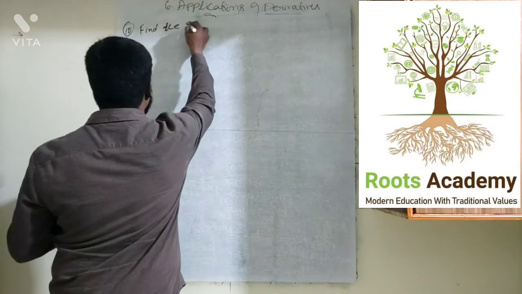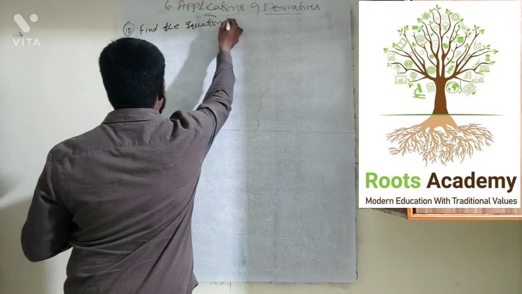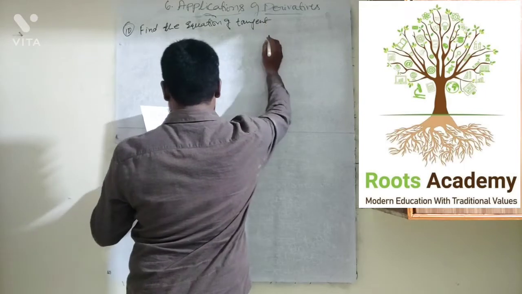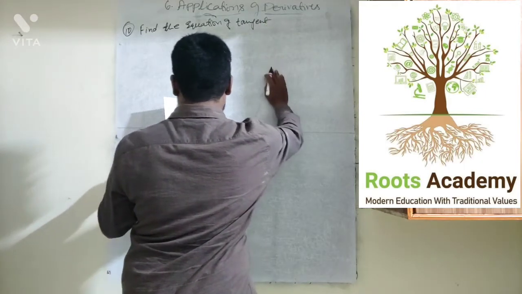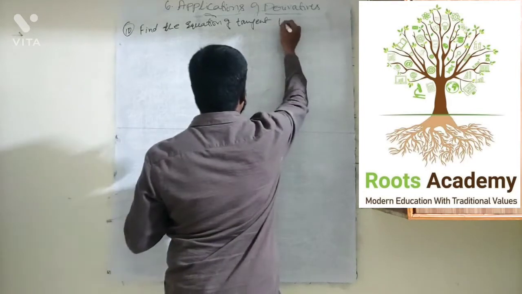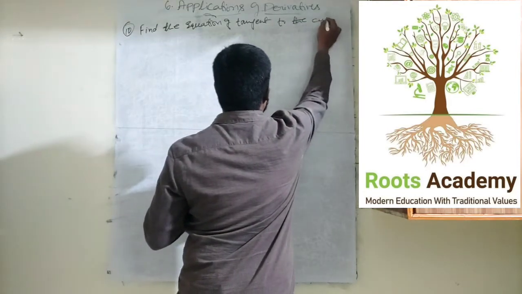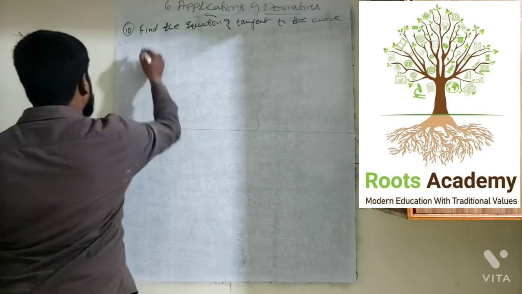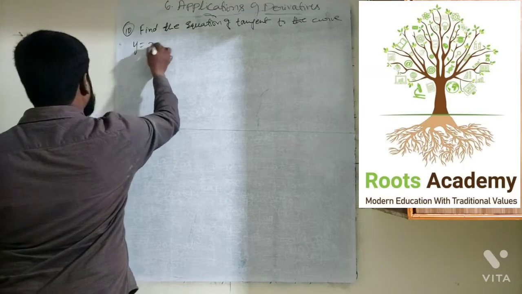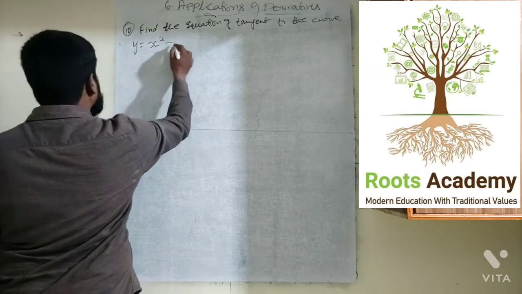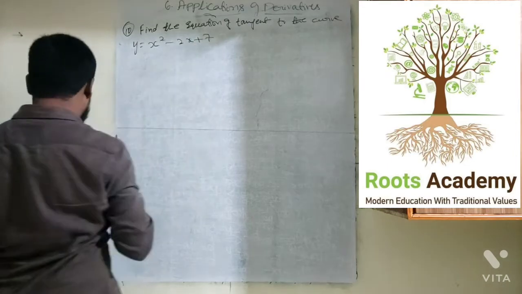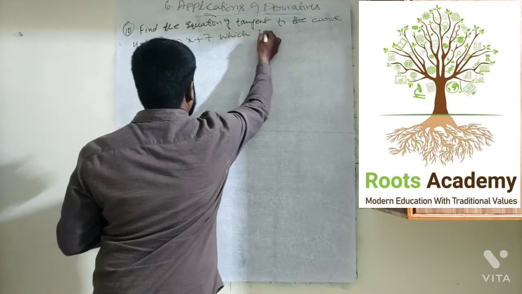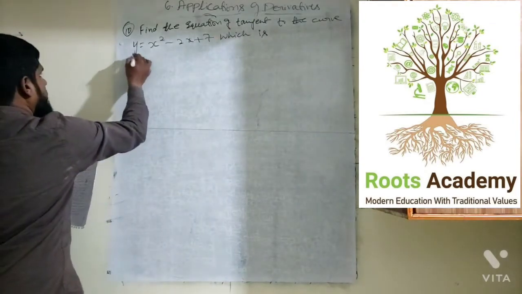Find the equation of tangent to the curve y is equal to x square minus 2x plus 7, which has two conditions here.